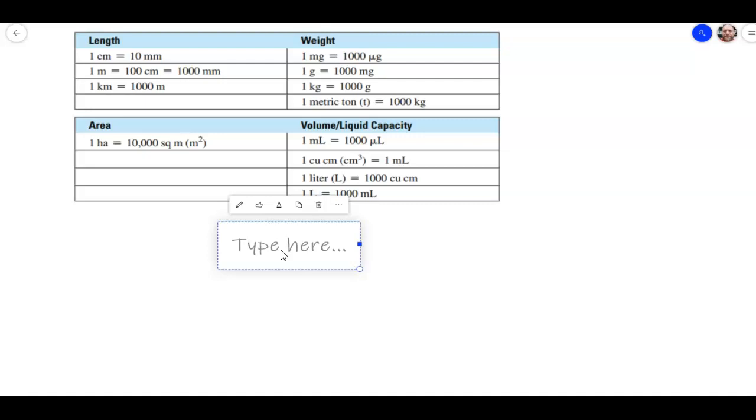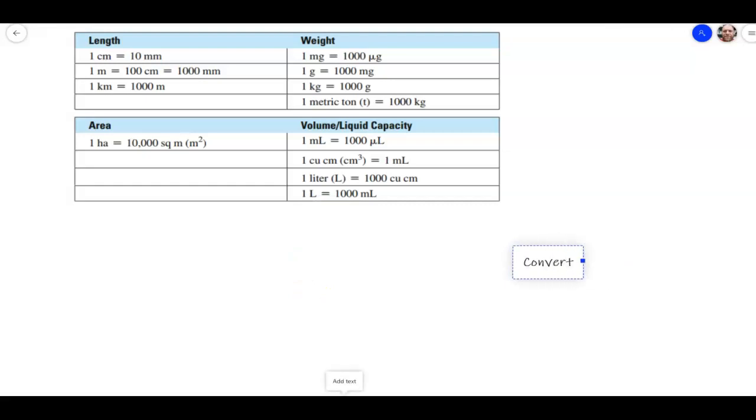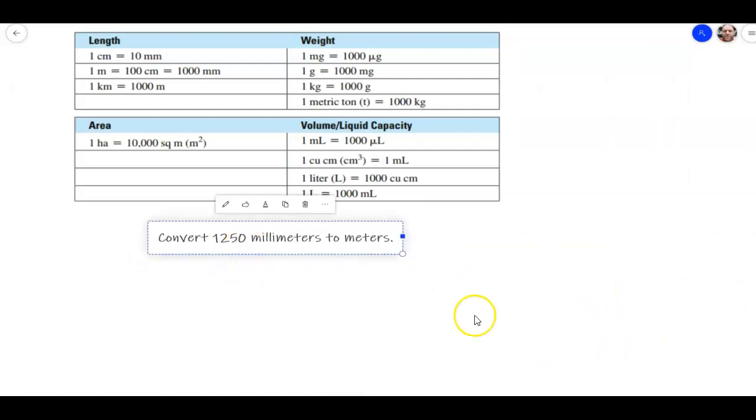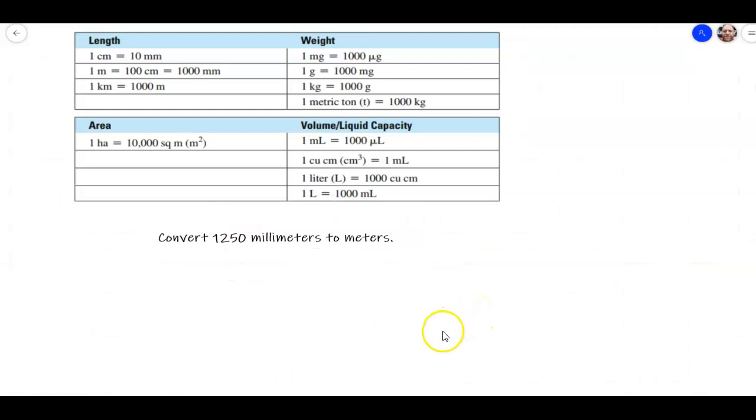So what if I said, convert 1250 millimeters to meters. All right. So here it is. Convert 1250 millimeters to meters. So go ahead, try to do that one, and then we'll go over the solution. All right. So pause now. Try it, and unpause when you're ready to do it.